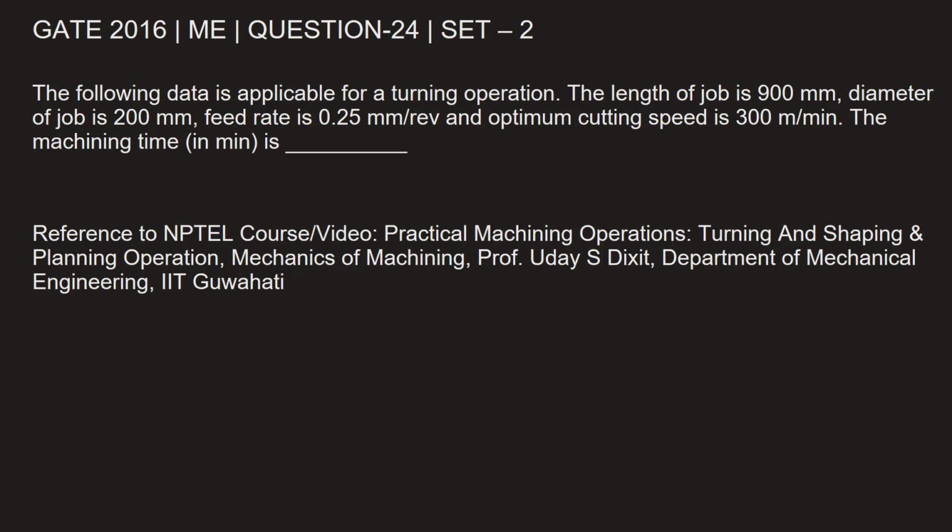The question is from GATE 2016 Mechanical Engineering paper set 2, question number 24. The following data is applicable for a turning operation. Length of the job is 900 mm. Diameter of the job is 200 mm. Feed rate is 0.25 mm per revolution and optimum cutting speed is 300 meter per minute. The machining time in minutes is dash.